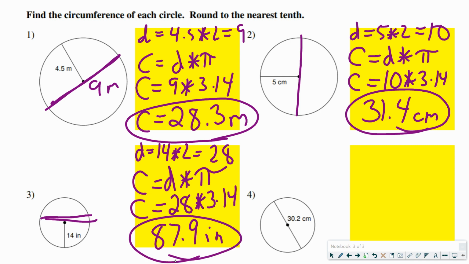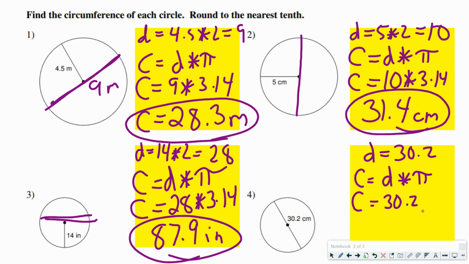Problem 4, I already have the diameter, so diameter equals 30.2, so I don't need to find it. So I just do C equals diameter times pi. So C equals 30.2 times 3.14. So I get 94.8.